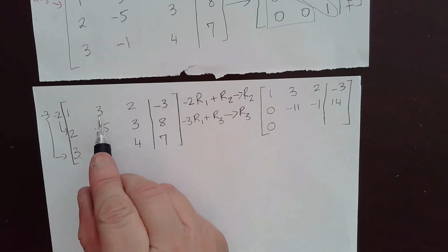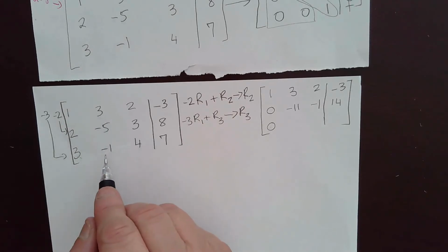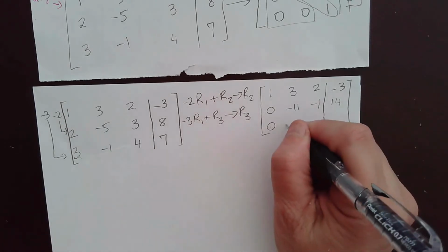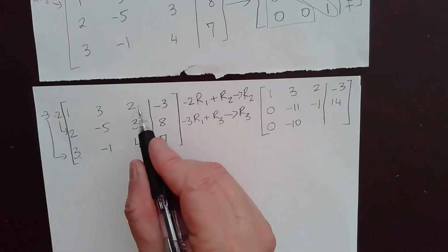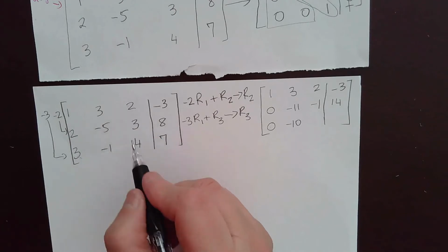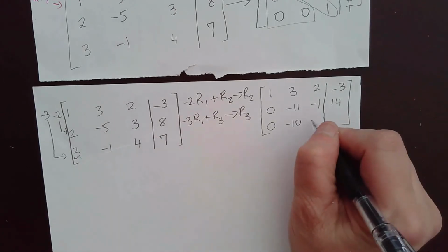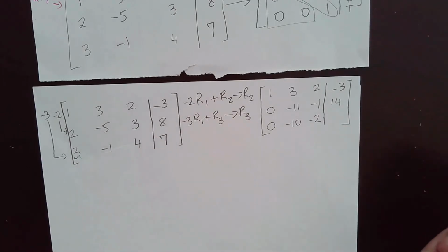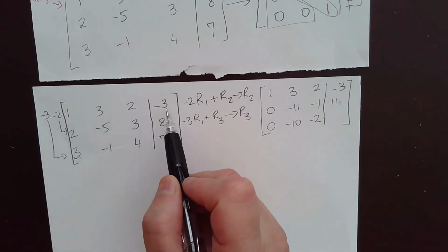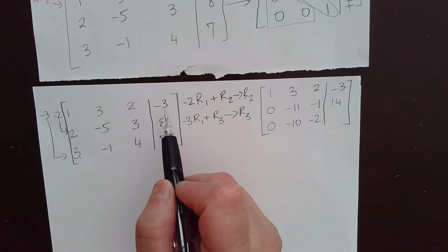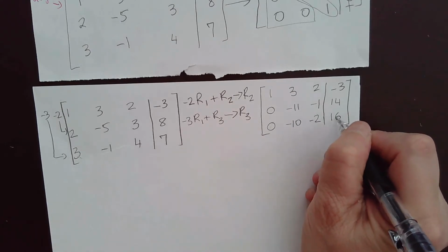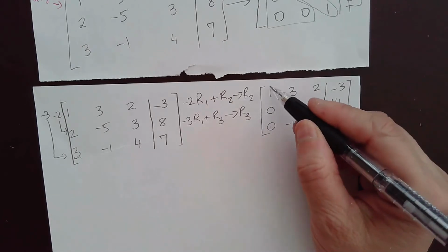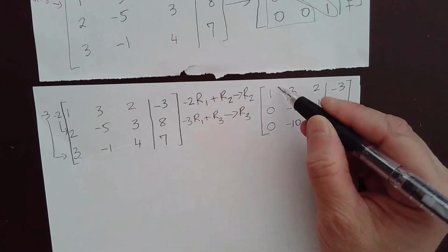Negative 3 times 3 is negative 9. Negative 9 minus 1 is negative 10. Negative 3 times 2 is negative 6. Negative 6 plus 4 is negative 2. Negative 3 times negative 3 is positive 9. 9 plus 7, that would give us 16. So now we're okay with the first column.